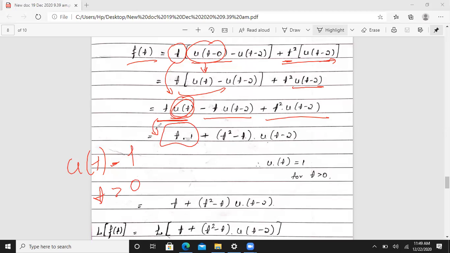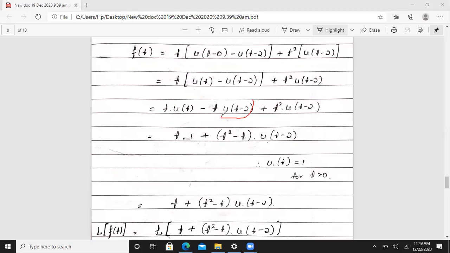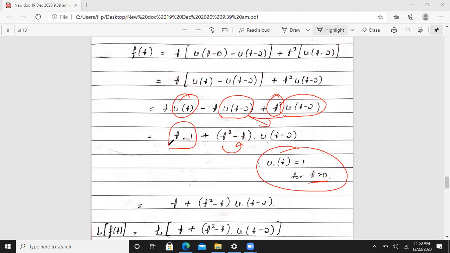We will write it as t into 1, and here we will take u(t minus 2) as a common factor outside, and the remaining function is t square minus t. You already know u(t) value is 1 for t greater than 0. That's why we take t into 1, and this function we write as t plus t square minus t into u(t minus 2).